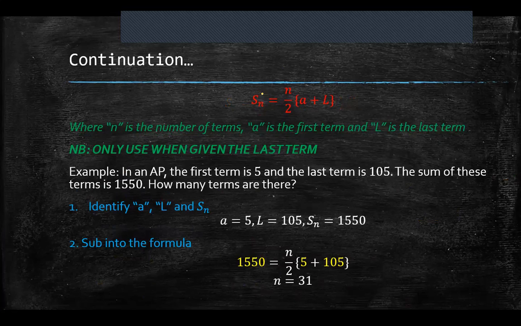So Sn is equal to n on 2 by a plus l. N is still the number of terms, a is still the first term, but L is the last term. Note, you could only use this equation when you are given the last term.